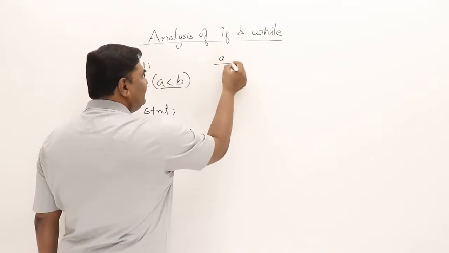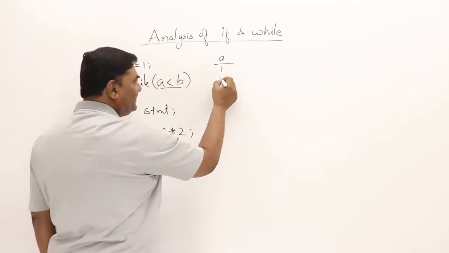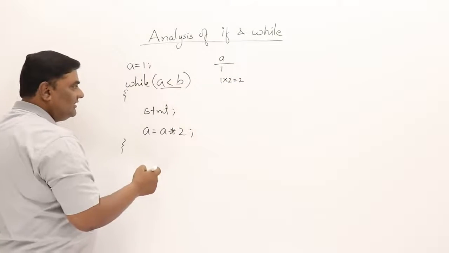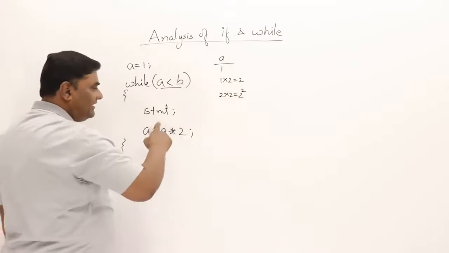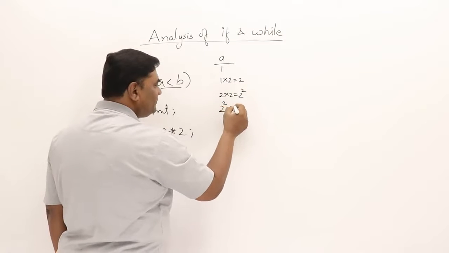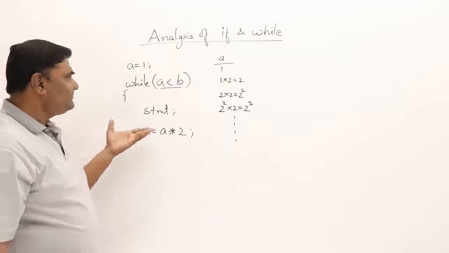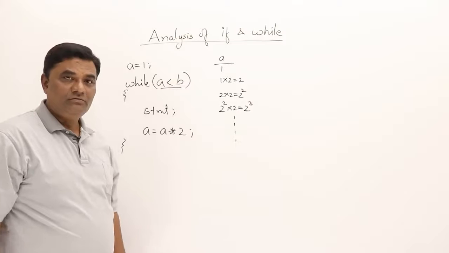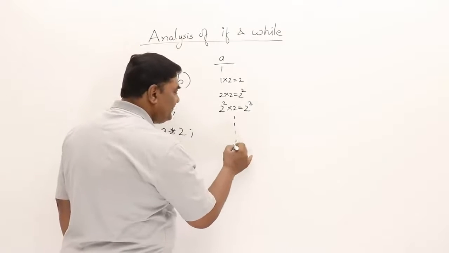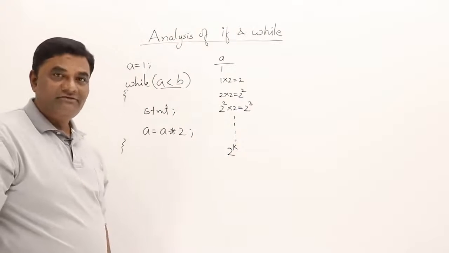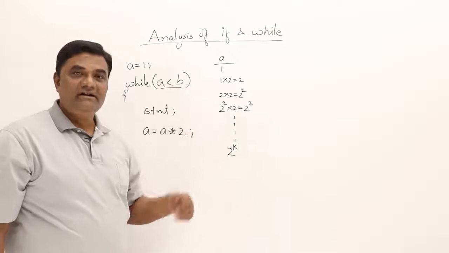a is initially 1, right? Then a is becoming a into 2, so that is 1 into 2, so it is becoming 2. The next time again, this is 2, so 2 into 2 again, so this will become 2 square. The next time again, this is 2 square into 2, that is 2 cube. It goes on. How many times is this going to happen? I don't know. Let us assume that somewhere it stops, and at that time, this is going to be 2 power k. So it will repeat for k times, and that k I have to find out. I don't know how many times, so I am saying k times.